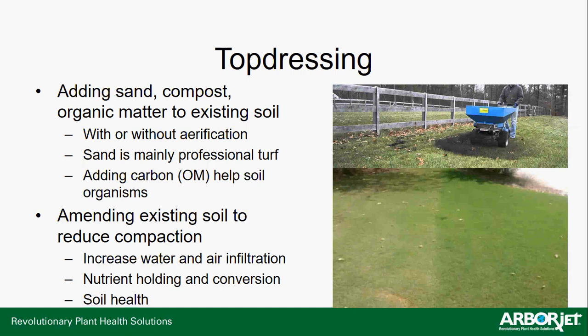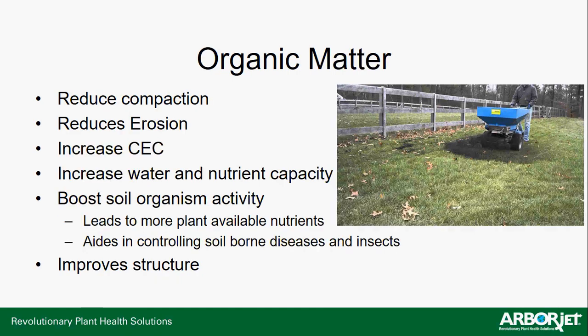The left side was not top dressed with organic matter. The side on the right was. You can see how much healthier that turf looks. So again, top dressing with organic matter, or just adding organic matter right at the beginning, is going to help reduce your compaction, like we talked about last week.